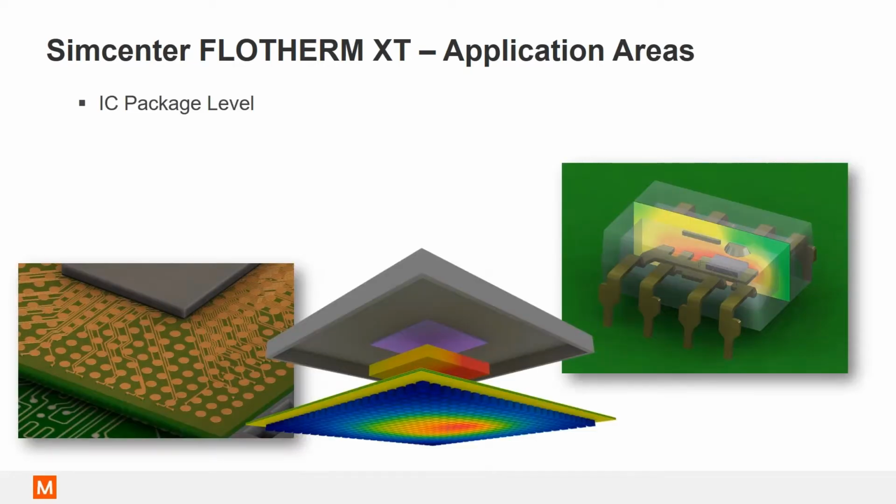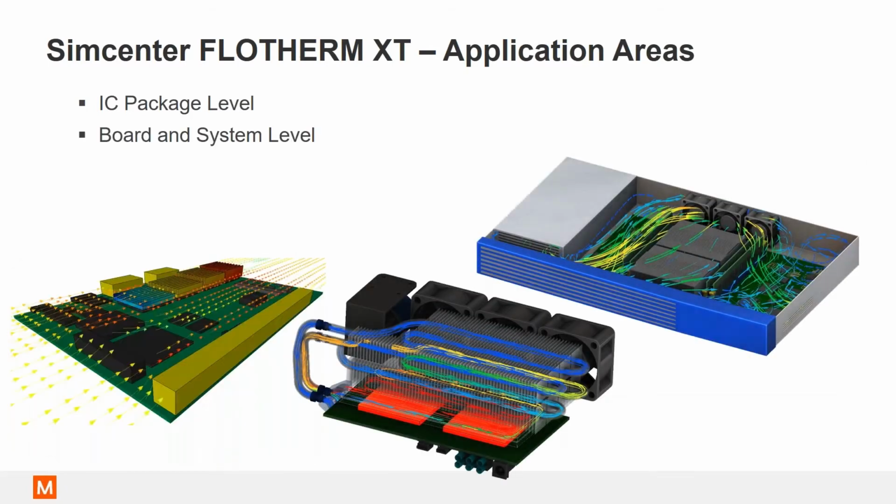Now let's have a look at the different levels in which FlowTherm XT can be used. For example, you can use FlowTherm XT at the IC package level, looking at the silicon and the substrate at the package level. The board and the system level, where you're taking your PCB and integrating it maybe into a larger system.